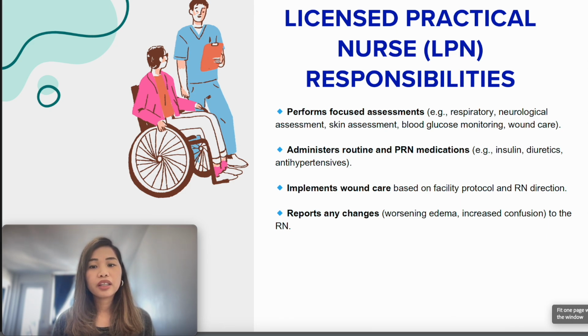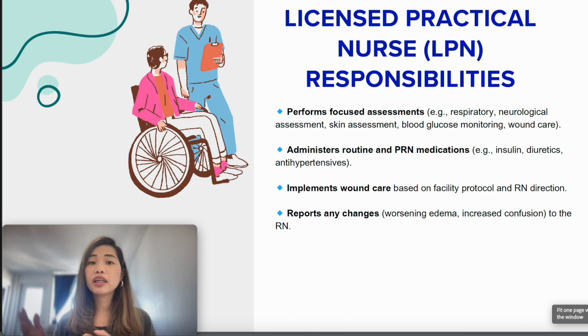Next, as the LPN, you also need to do wound care based on facility protocol and the RN direction. So make sure you communicate that to the RN, and sometimes as well, a wound care nurse has a protocol for specific wounds. So again, depending on the case scenario, but every time you're doing wound care, make sure you are following the protocol. Lastly, report any changes.